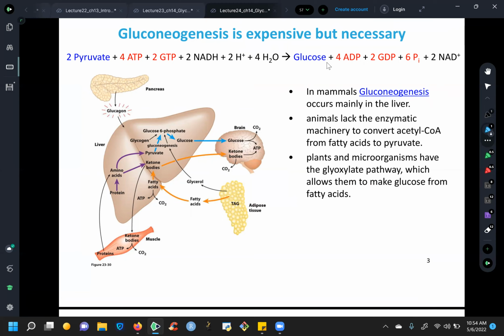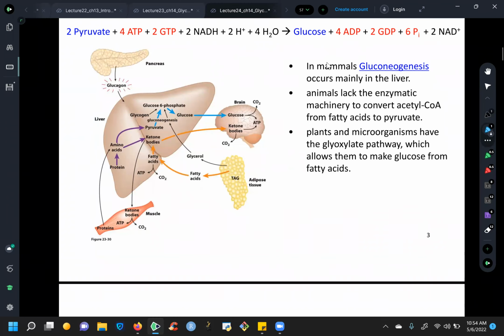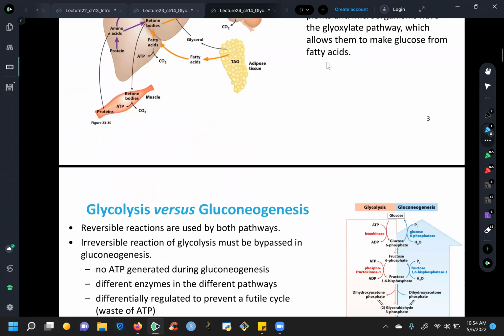In mammals, gluconeogenesis occurs mainly in the liver. Animals lack the enzymatic machinery to convert acetyl-CoA from fatty acids to pyruvate. Plants and microorganisms have the glyoxylate pathway, which allows them to make glucose from fatty acids. So plants can, but we cannot, from fatty acids.